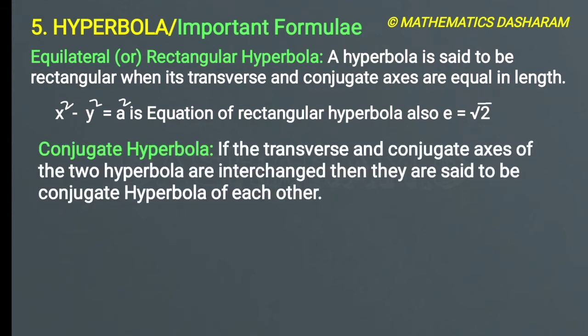Next definition is conjugate hyperbola. If the transverse and conjugate axes of two hyperbolas are interchanged, then they are said to be conjugate hyperbolas of each other.